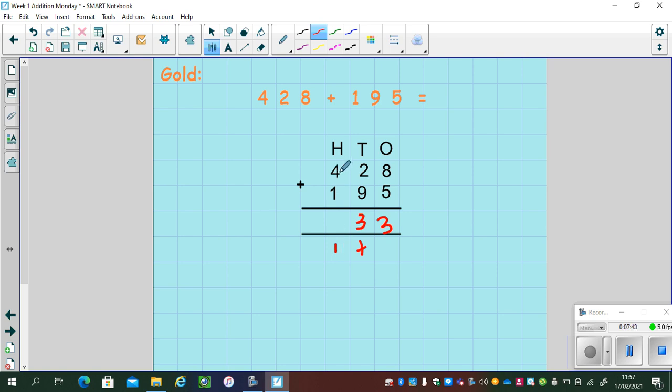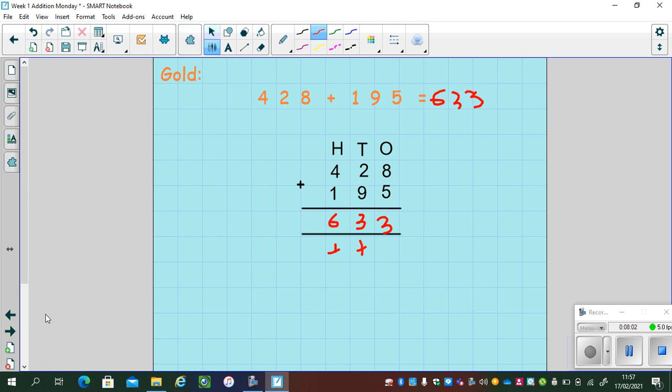Let's add the hundreds column now. 4 add 1 is 5. Don't forget to add the 1 more, which makes 6. Therefore, 428 add 195 is 633.